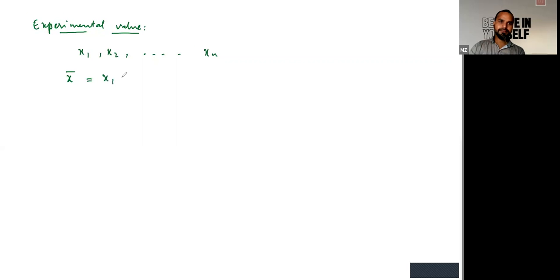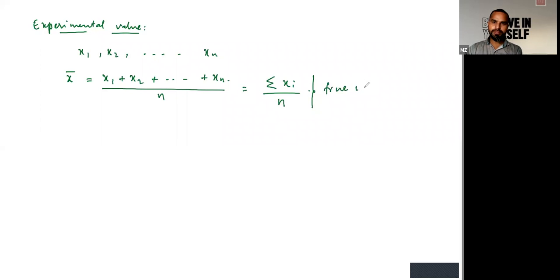Now, on the basis of this random error, I'm giving you some experimental values. Let's say for any observation, x1, x2, and so on to xn are some experimental values. First of all, if we take the mean of these experimental data, it will be x1 plus x2 plus so on to xn divided by the number of data. It is called the mean value, average value, or we can call it the true value. We may write it as summation xi divided by n. This particular term is called the true value.